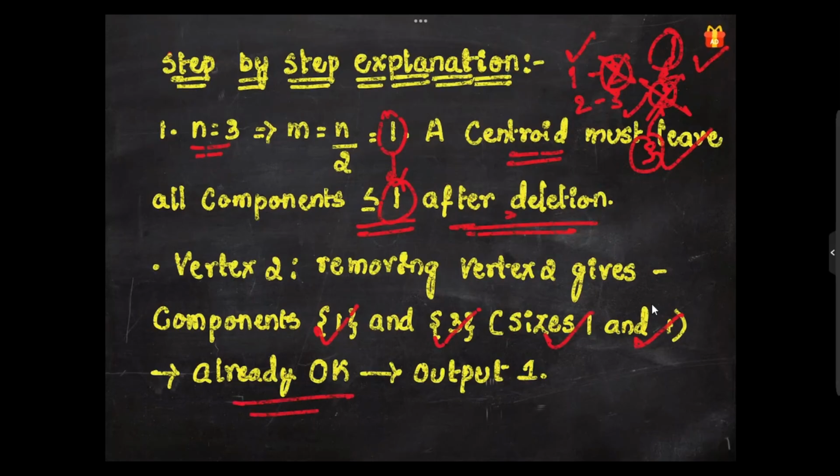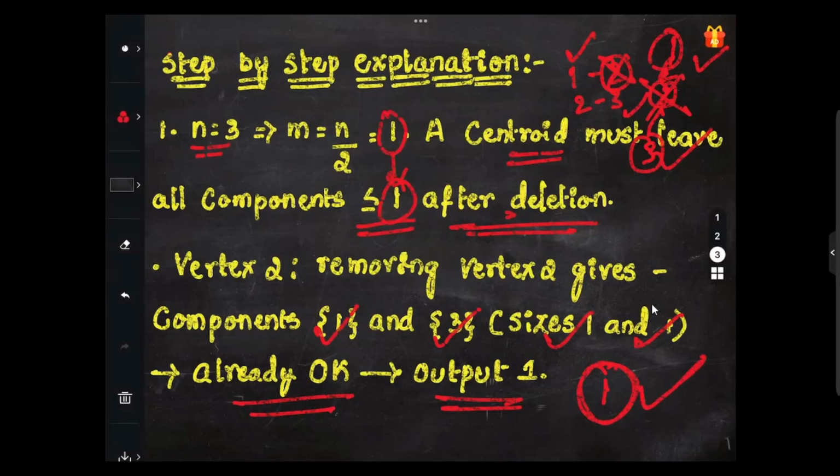So this is already okay. The output will quite obviously be 1 here, right? Both are of sizes 1 and 1, and it has to be less than or equal to 1 after deletion. We have removed 2. Now we have components 1 and 3, which are different and both have size 1 respectively. So this is accepted, and we have the output 1.